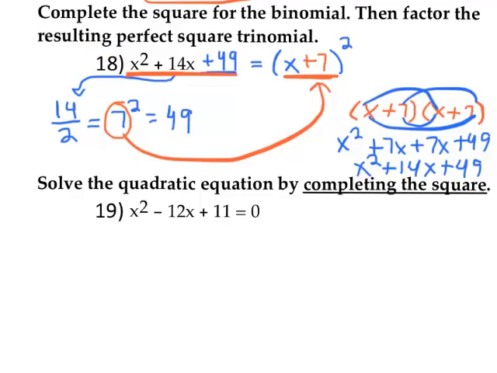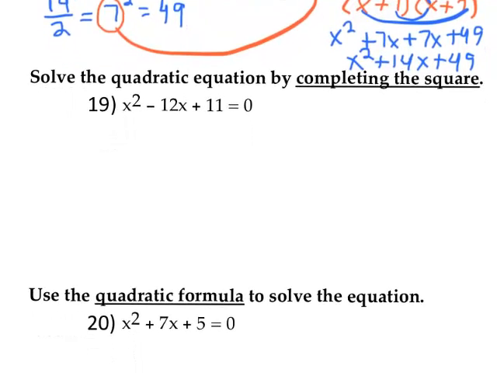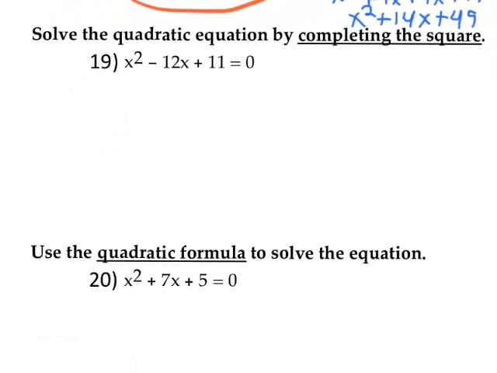Completing the square on 19. I'm trying to solve this quadratic equation. So what we want to do on this is kind of like what we did on the last problem. We're going to start off by moving this 11 over. So we get x squared minus 12x. We're going to leave a spot here. If we move the 11 over, that means we subtracted it over.